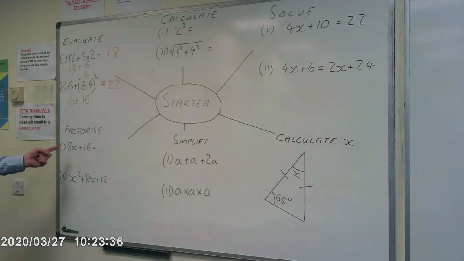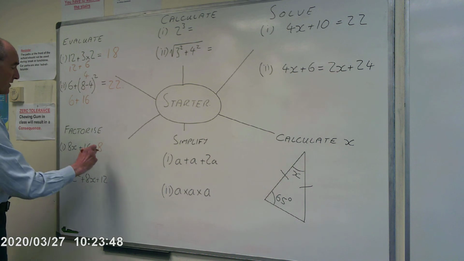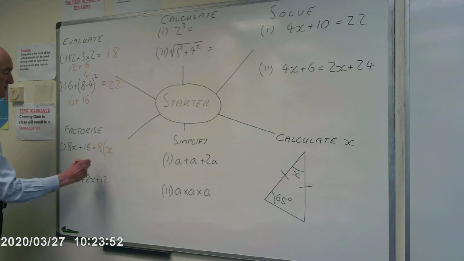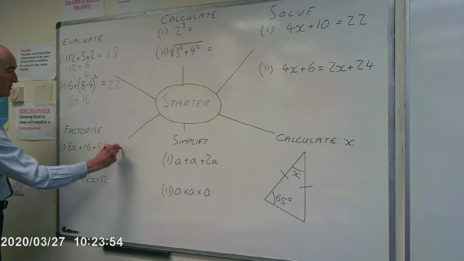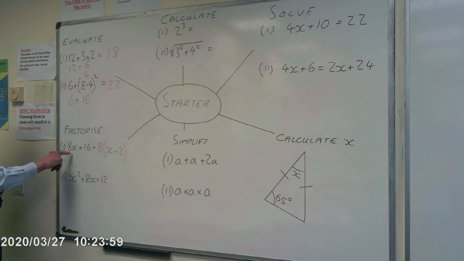Factorise. It's about putting these expressions into brackets. 8x plus 16, what is common to both of those terms? There is an 8 common to both of those terms. So our bracket will have an x inside and a plus 2. If we multiplied that bracket out again, it would take us back to 8x plus 16.